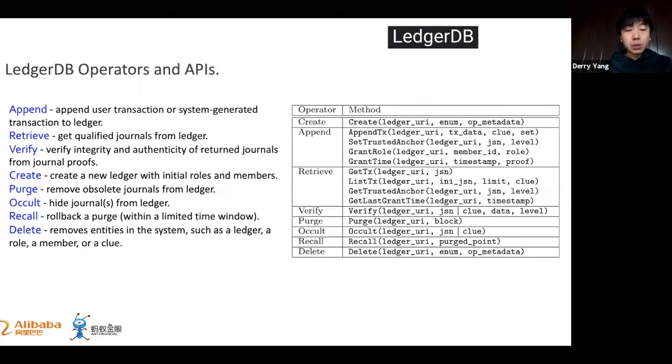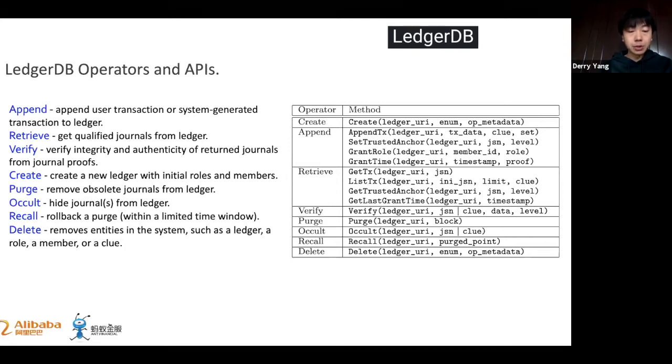Okay, these are our operators and main APIs in LedgerDB. The Append API is used to append a user transaction or system-generated transaction to the Ledger, involving insert transactions, set trusted anchors, grant rule, and TSA timestamp. The Retrieve API gets qualified journals from the Ledger based on JSN, journal sequence number, clue, trusted anchor, and TSA timestamp can also be fetched using a relative API. The Verify interface is used to verify integrity and authenticity of returned journals from journal proofs based on journal sequence number or clue. Create is used to create a new ledger with initial roles and members.